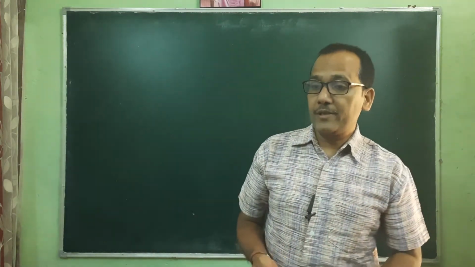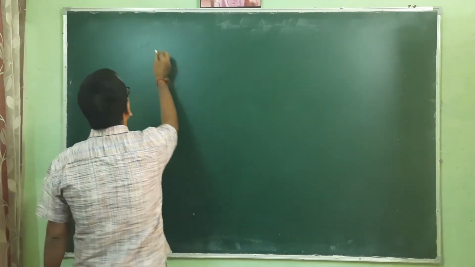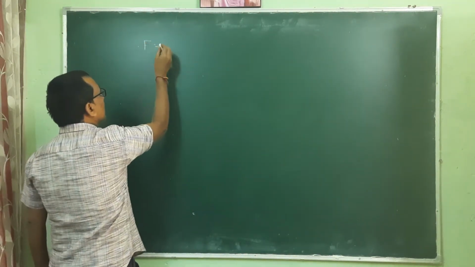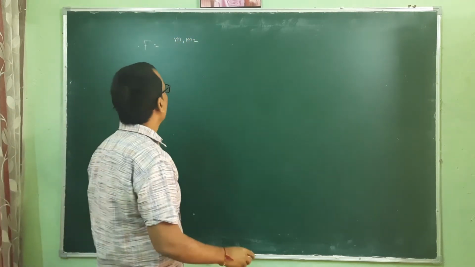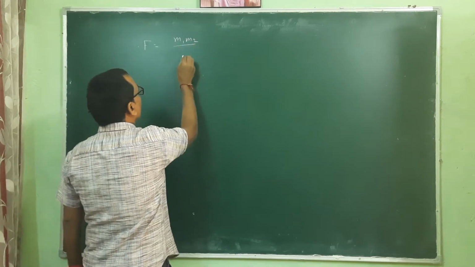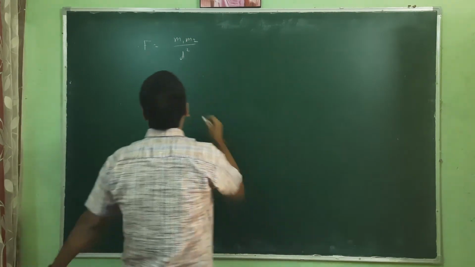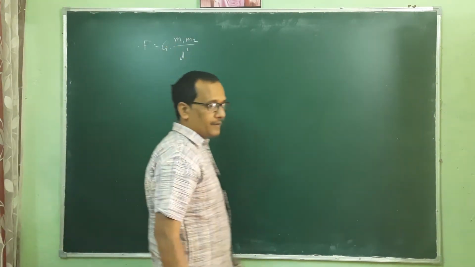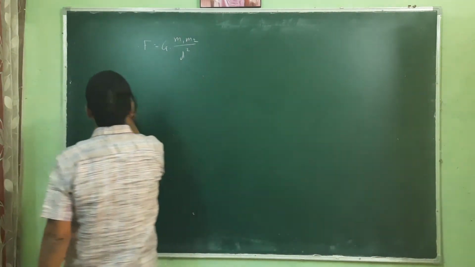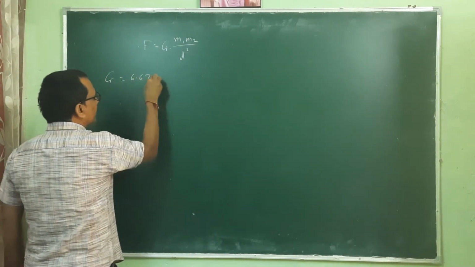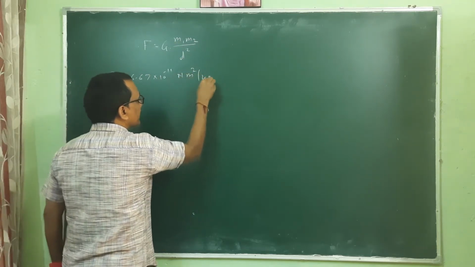So we are talking about the gravitational force, and that gravitational force F depends on the masses m1 and m2. If two masses m1 and m2 are at a separation of distance d, the force is inversely proportional to d square, with the gravitational constant capital G, the universal gravitational constant. Its value is 6.67 times 10 to the power minus 11, and the unit is Newton meter square by kg square.